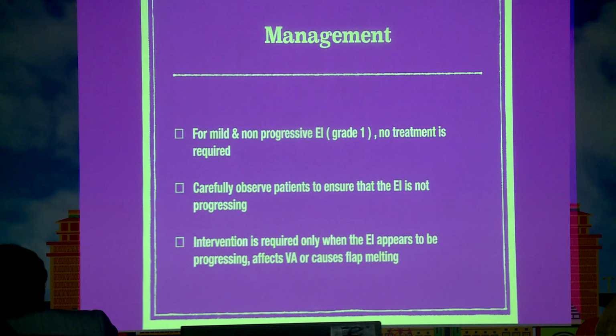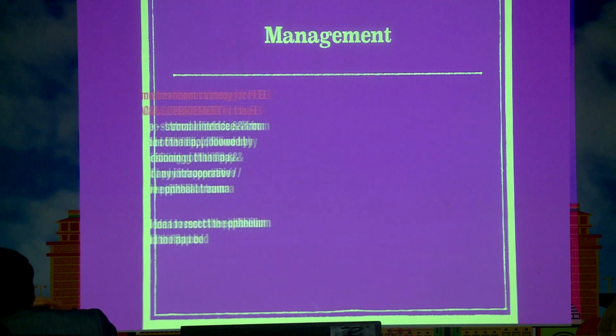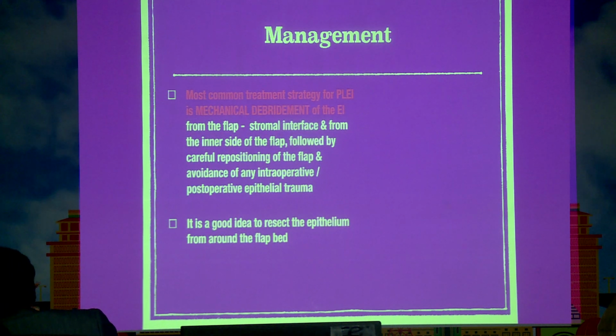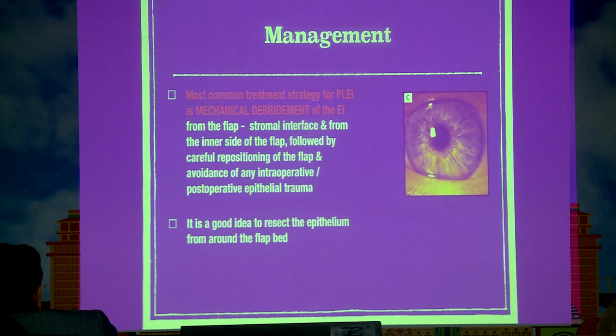Coming to the management, for mild and non-progressive epithelial ingrowth, that is grade 1, no treatment is usually required. We need to observe the patients carefully to ensure that the growth is not progressing. Intervention is needed only when epithelial ingrowth appears to be progressing or affects the visual acuity or causes flap melting. The most common treatment strategy is mechanical debridement of epithelial ingrowth from the flap stromal interface and from the inner side of the flap, followed by careful repositioning of the flap and avoidance of any intraoperative or postoperative epithelial trauma. It is a good idea to resect the epithelium from around the flap bed.